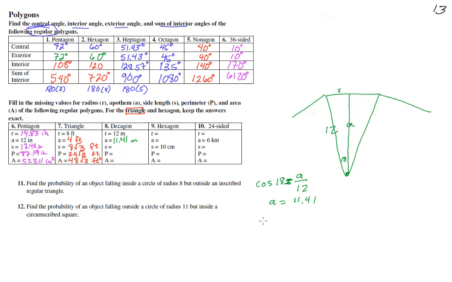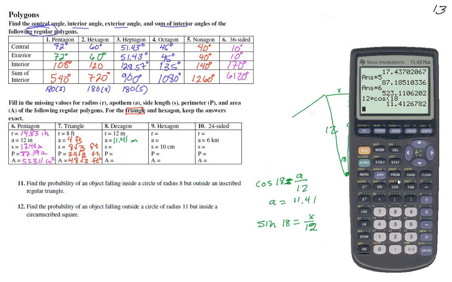Sure we can. We use sine this time. Sine of 18 equals x over 12. Let's plug that in the calculator and get our x. 12 times the sine of 18, and this should be a much shorter number, much smaller. 3.7, so the side length is going to be double that. So that's the side length, which is 7.42.